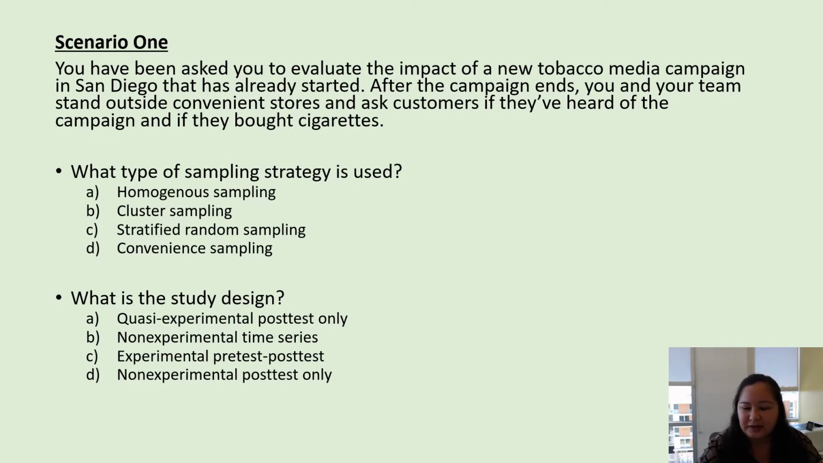Now I know that quasi-experimental includes two groups, and it doesn't appear that this scenario mentions or has two groups of people. It's not two different stores, not two different states, one that got a campaign, one that didn't. It's just that I'm in San Diego and I'm polling people to see if they heard about the campaign. So the next option, D, is non-experimental, post-test only. Non-experimental means there's no other group, and it's post-test only, so that is my answer.